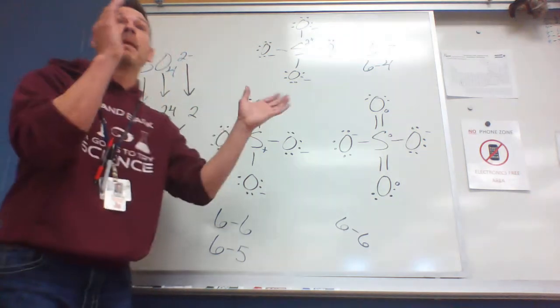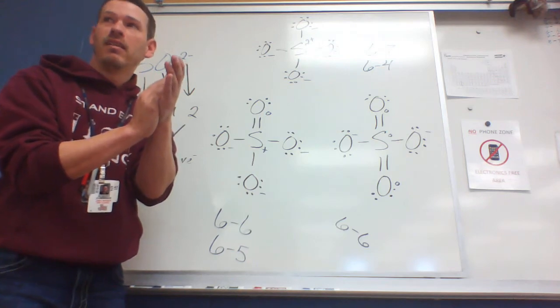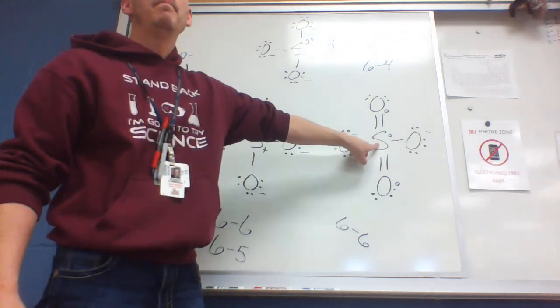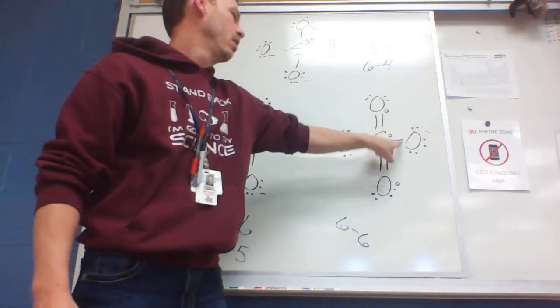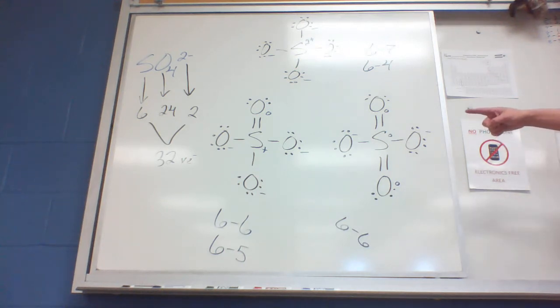Oh, by the way, what shape? Tetrahedral. Central atom with 4 areas, so we know that it's a 4. 4 bonded areas, and look, no lone pairs. The sulfur has no lone pairs, therefore it must be tetrahedral with an angle of 109.5.